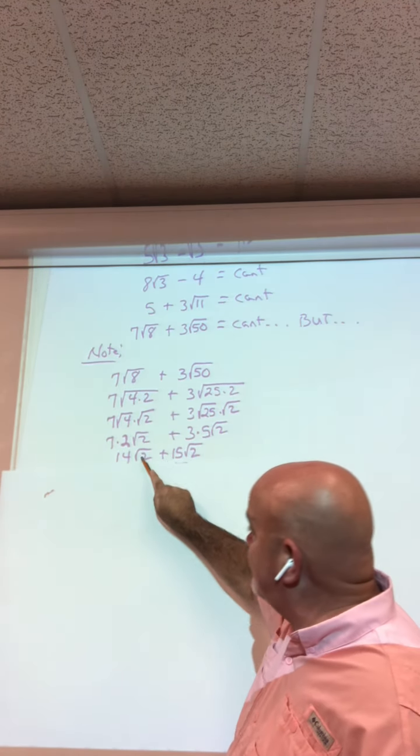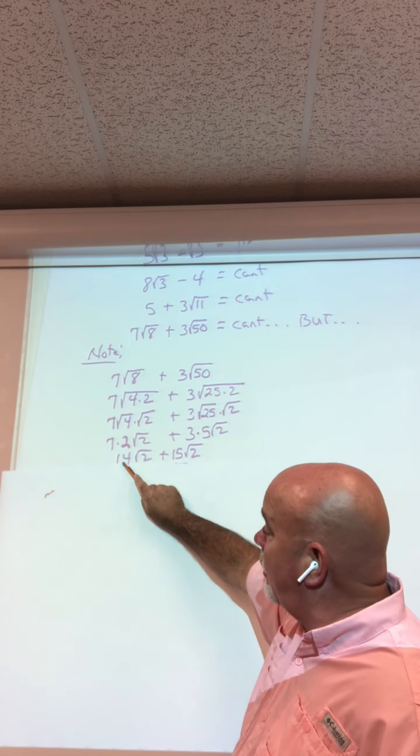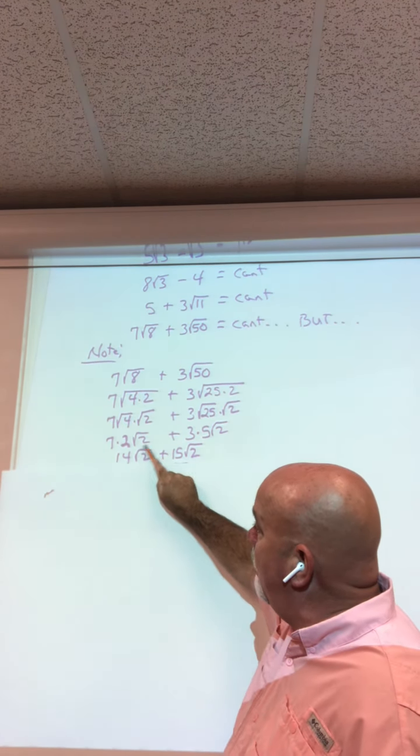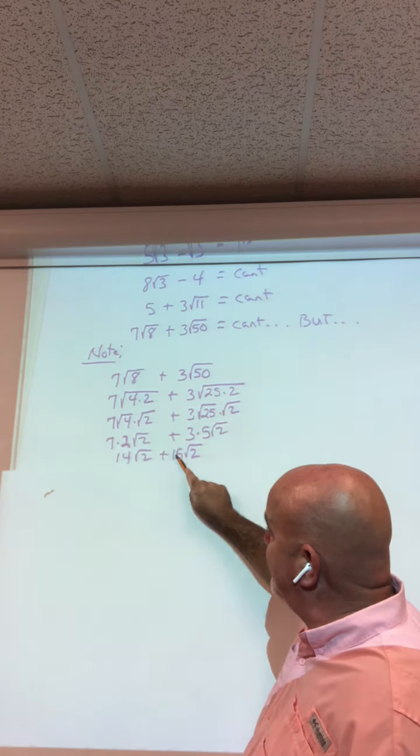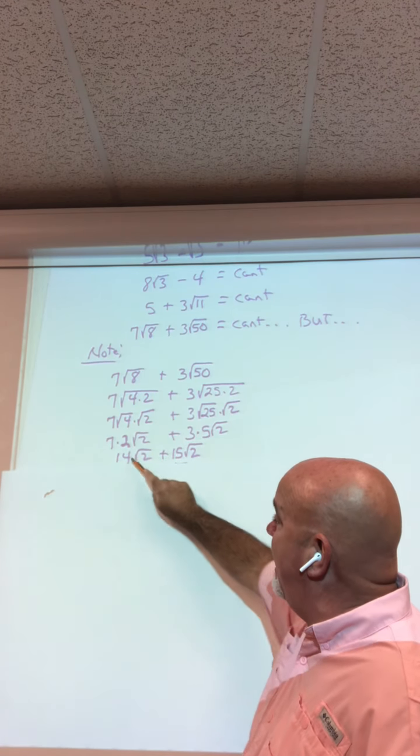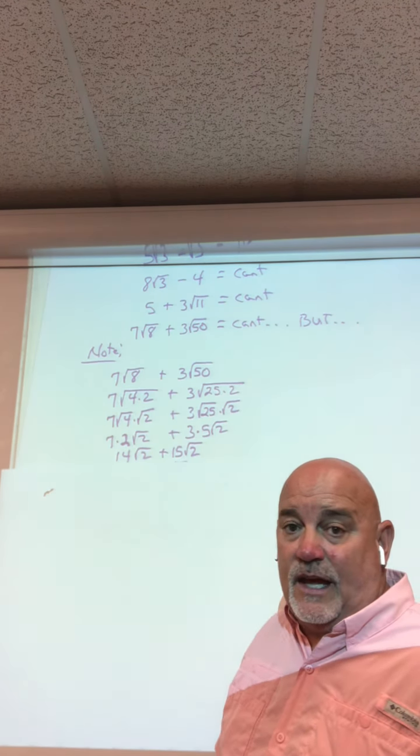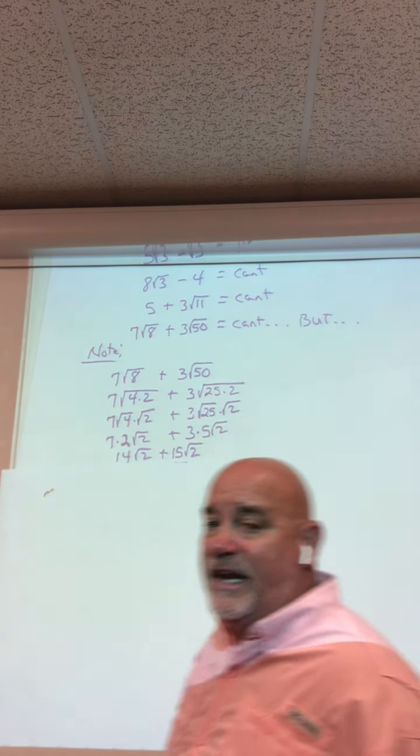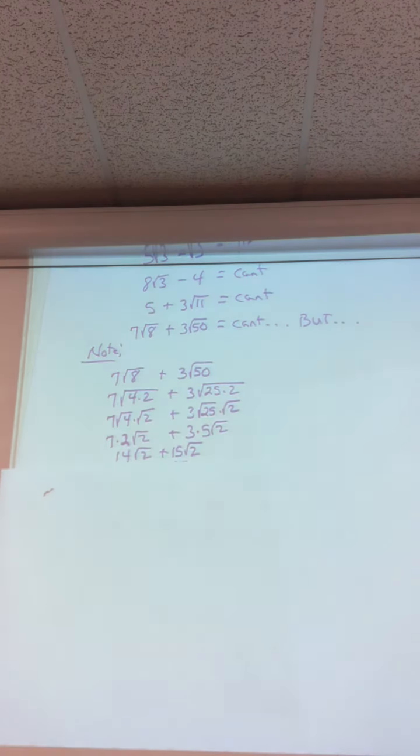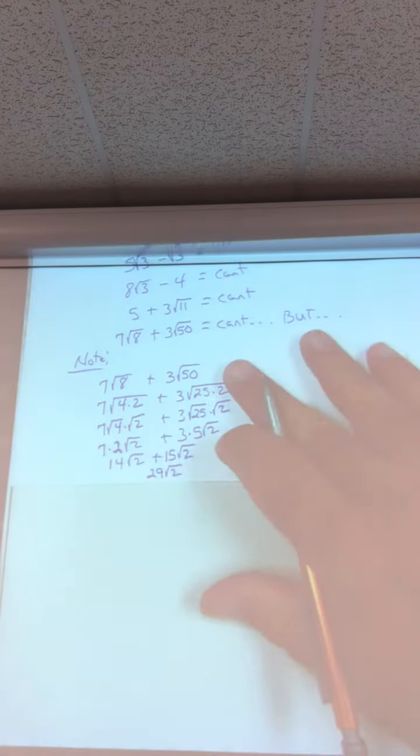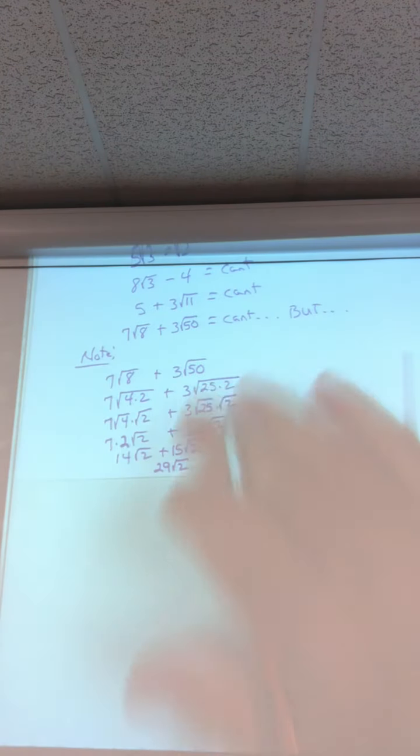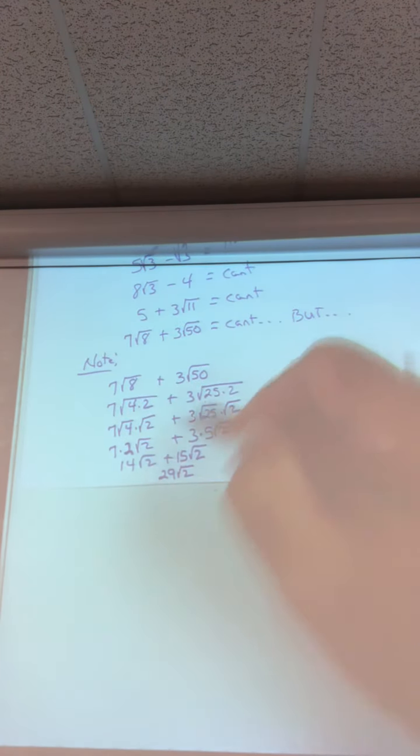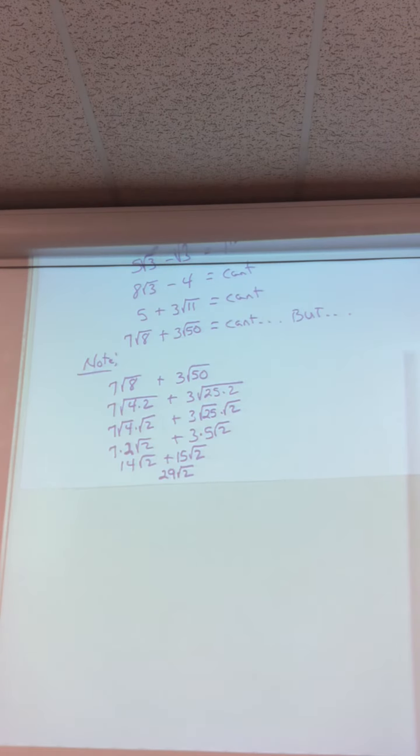So now, since they're like terms, what's behind this coefficient is exactly what's behind that coefficient. I can now add those 2 together simply by adding 14 plus 15, which is 29 square root of 2. So this problem here, I could not add or subtract them right out of the gate, but when I reduced these 2, it turns out that I could.